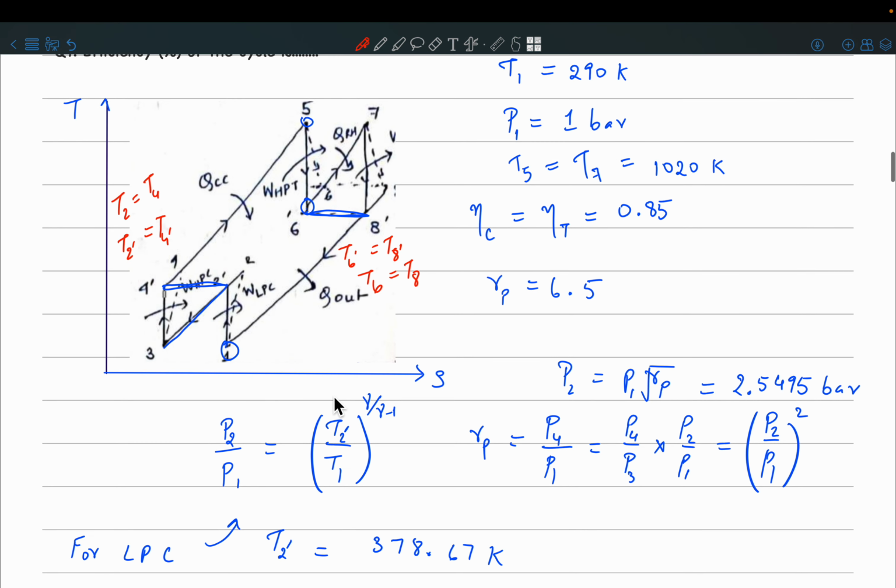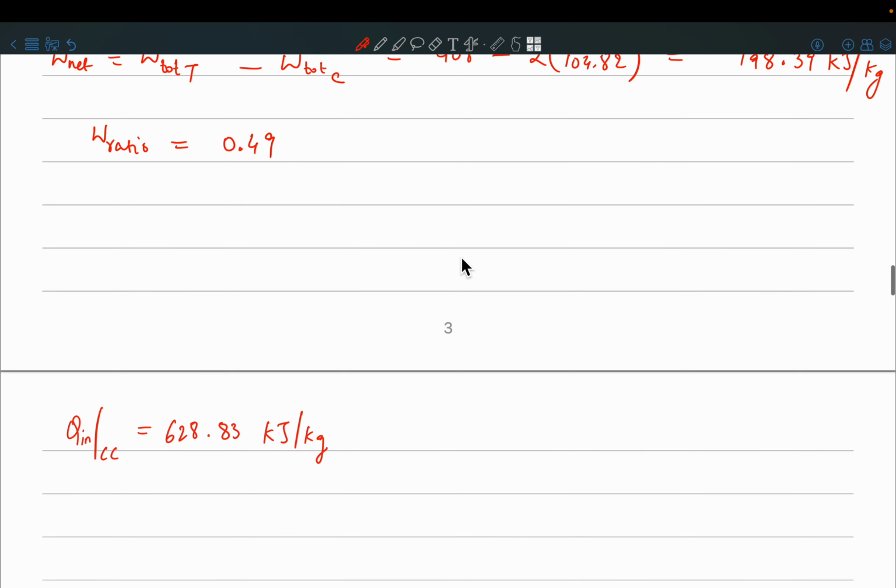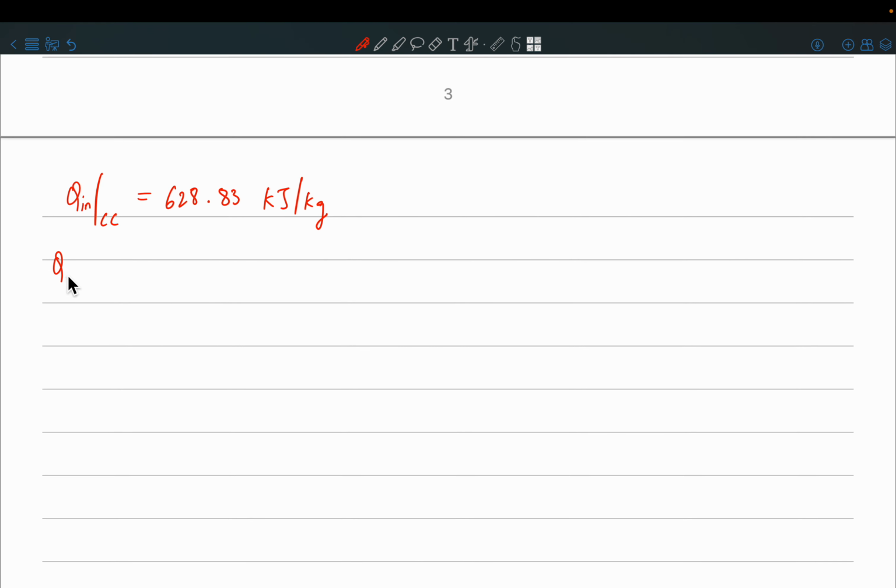Okay, now we need to find how much heat is being added between station 7 and station 6, that is, due to the reheater. So that we can find as Q in the reheater is equal to Cp (T7 minus T6). Again, we have all these values. T7 is the maximum achievable temperature and T6 we have found earlier as 817 Kelvin. So what is the heat added in the reheater? It is equal to 204.02 kilojoules per kg.